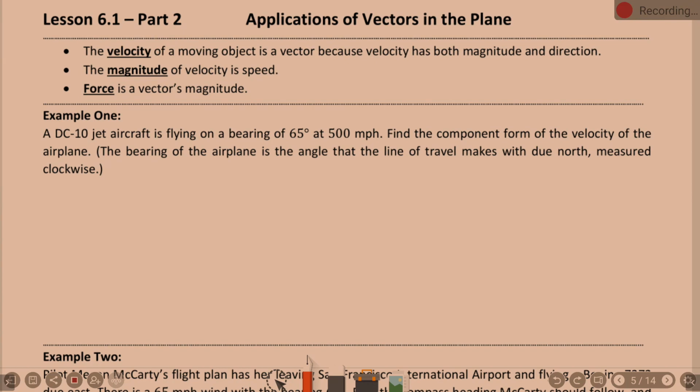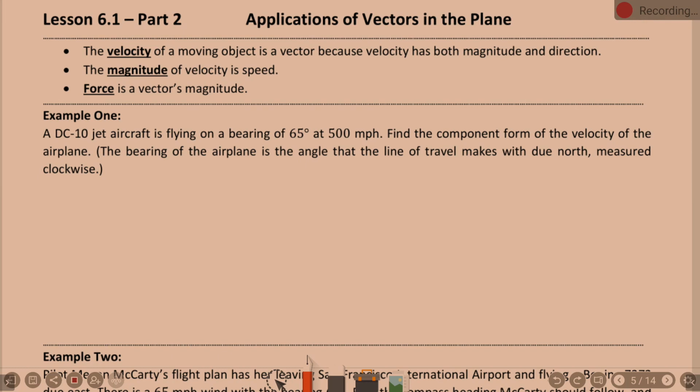The other piece, the magnitude of velocity is speed. So when we start talking about speed, that is the magnitude of velocity. And technically, force is a vector's magnitude. I don't think we end up using that in example 1. I think that was example 2 that I mixed. So, okay, let's look at this example 1 and see if we can make some sense out of it.